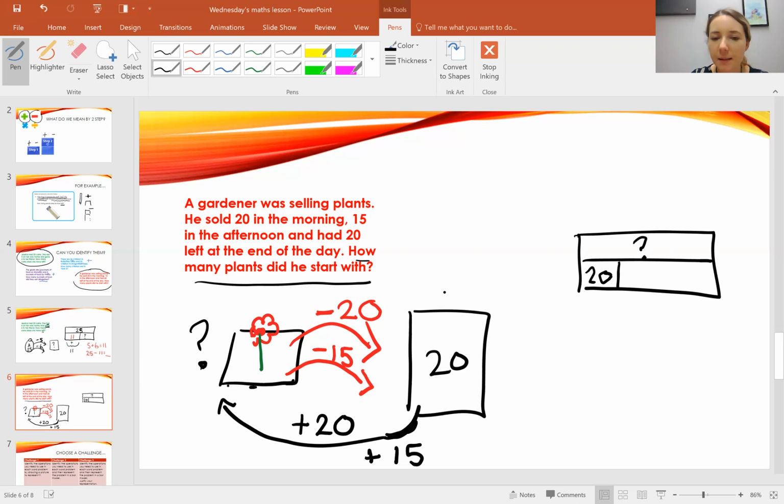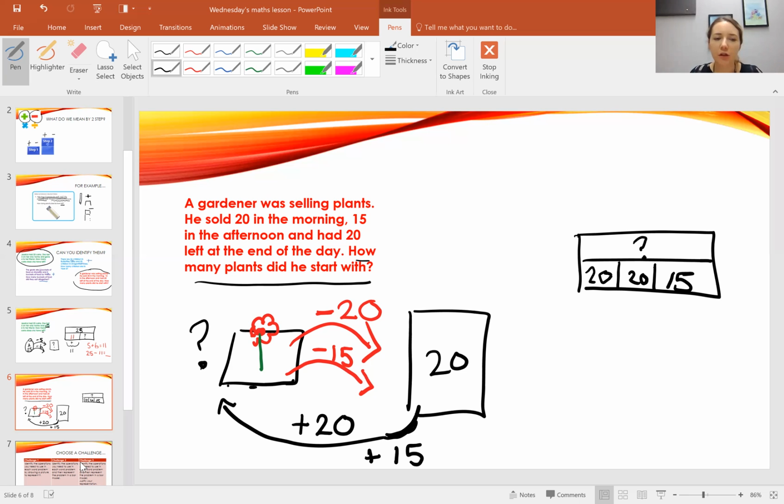So that is an amount that he had. He sold 20. So if we put 20 in there too, then that is going to add up to the total. And he sold 15. So we know that 20, 20 and 15 will equal the total. So if we add those three numbers together, we're going to get the total amount of plants that he had to start with.